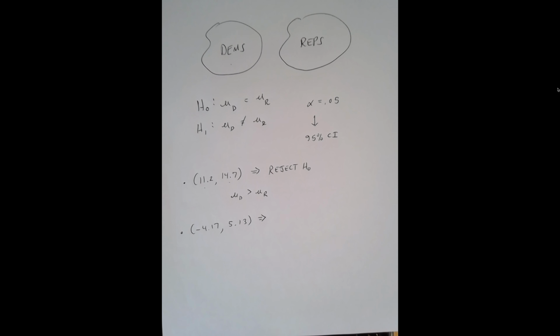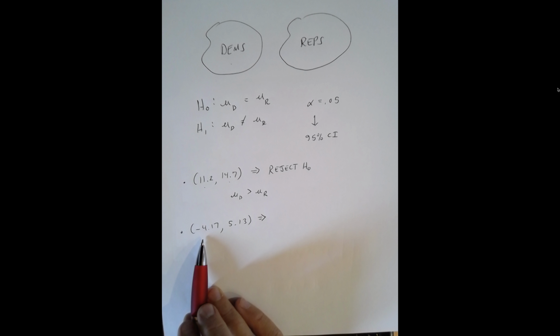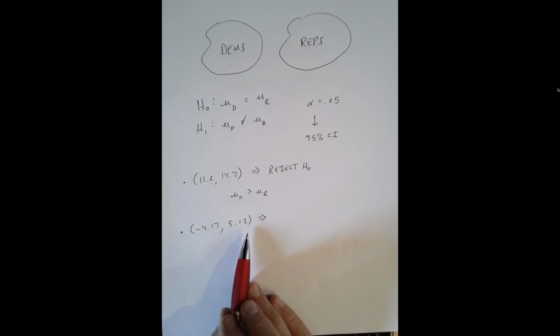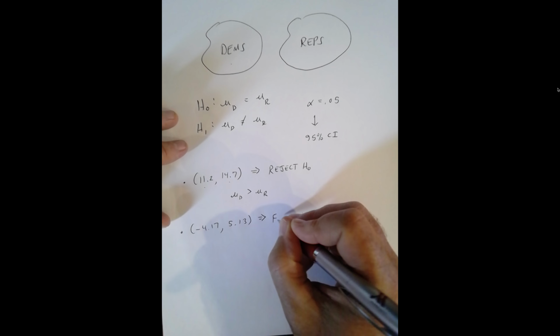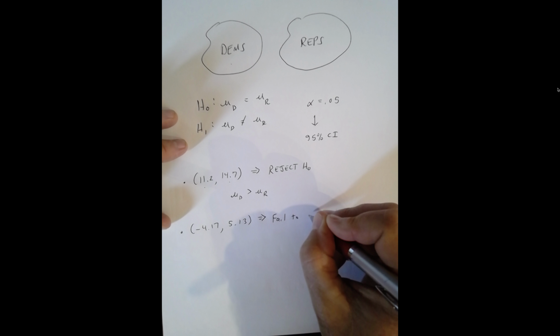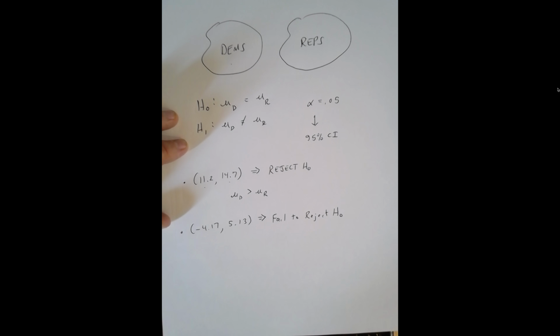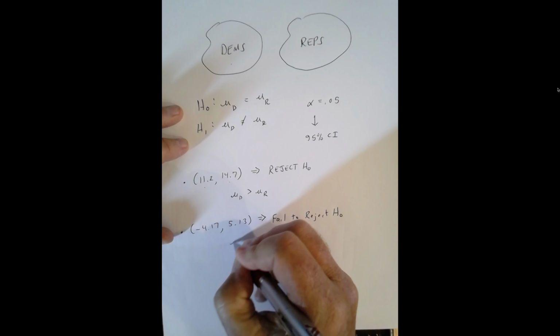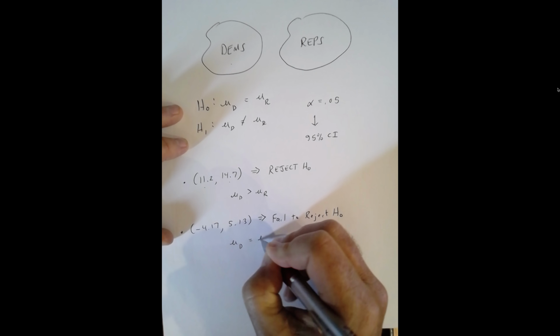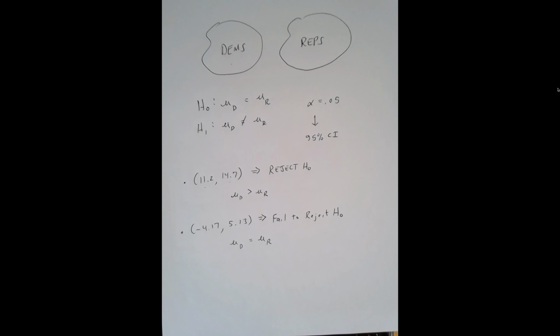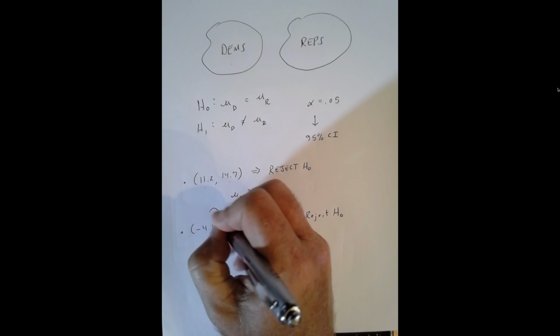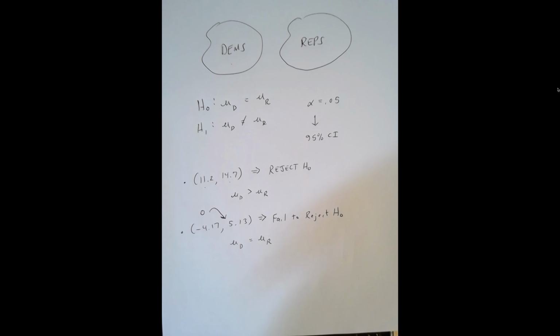What does this indicate? Well, I have a format negative, positive, which contains 0. I fail to reject H sub O. I conclude that the mean for Democrats is the same as the mean for Republicans. Somewhere in this interval right here, there's the value of 0.